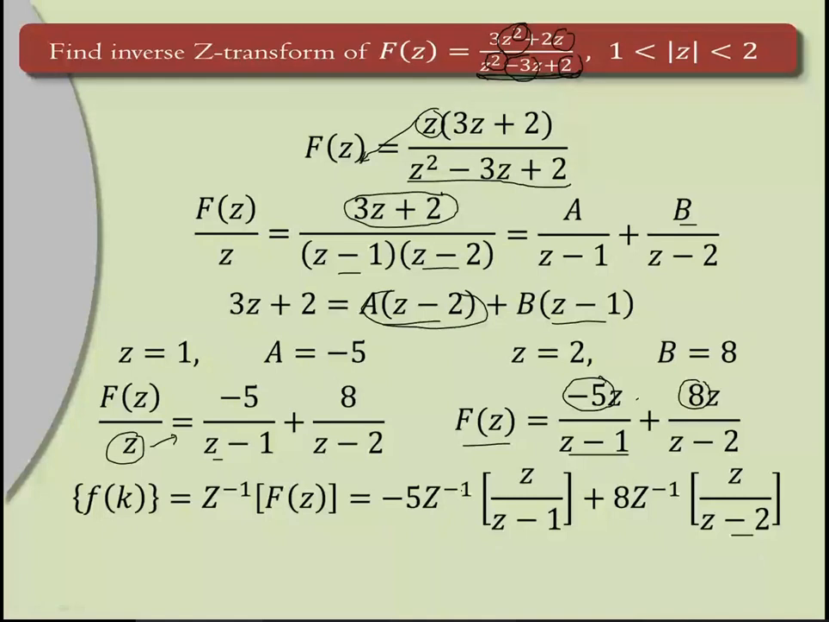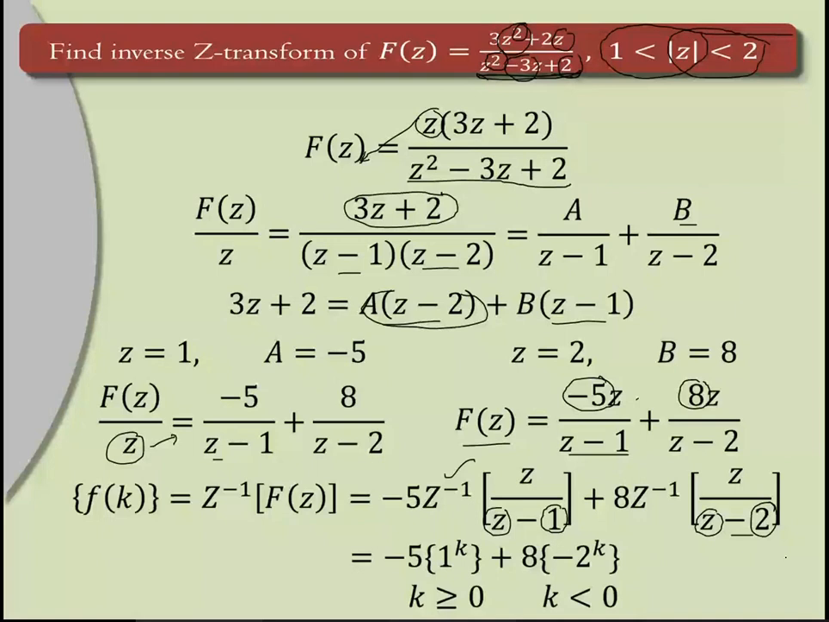Just look at the condition on mod z and mod a, mod z and mod 2. What we know, mod z is greater than mod 1, and in the second case mod z is less than mod 2. So make use of the corresponding standard formulas, z upon z minus a for mod z less than mod a, and mod z greater than mod a. So by the standard formula, if mod z is greater than mod a, it is a raised to k. But here a is 1, so it is 1 raised to k, and in that case, k is greater than or equal to 0.